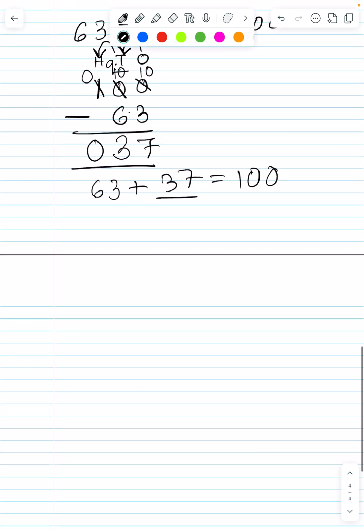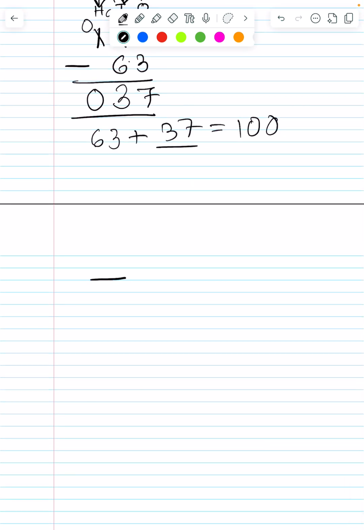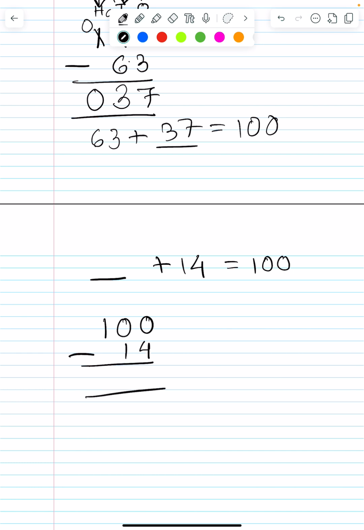Okay, now we will do one more question. Dash plus 14 is equal to 100. Now, who knows how to do this? Does Kian know? Can Kian come and do this on the board? Okay, now Kian will come and do this on the board. It will be 100 minus 14. This is how we will find the dash. Okay, hundreds, tens, and ones. Now, we start with the ones column, 0 minus 4. We cannot do 0 minus 4 because 0 is less than 4.